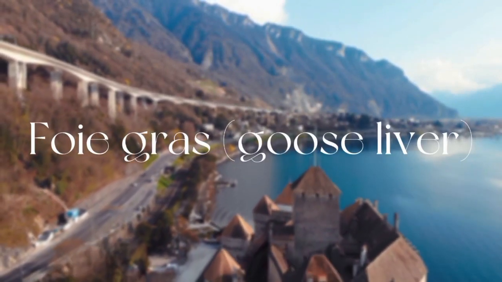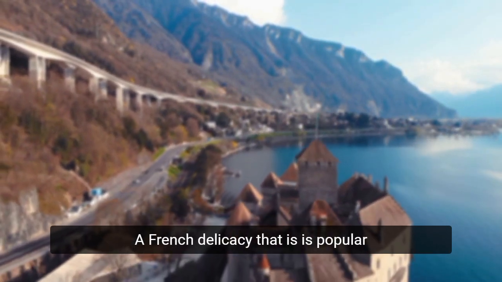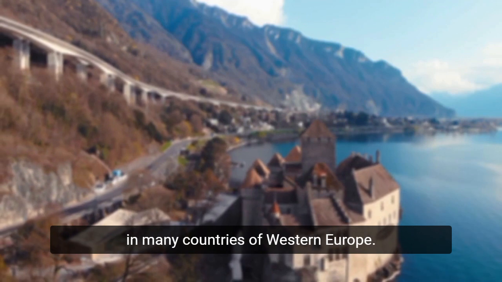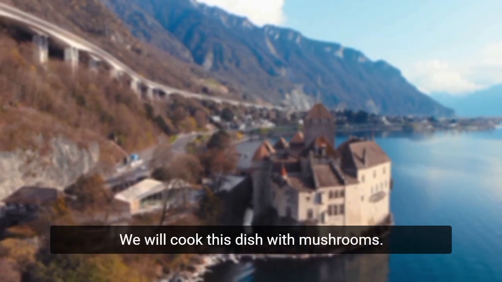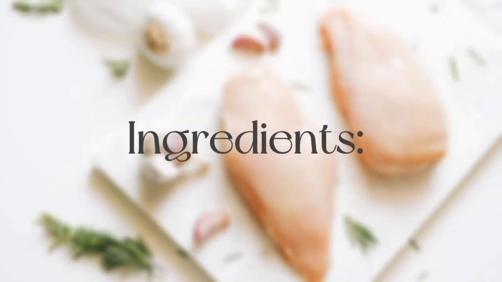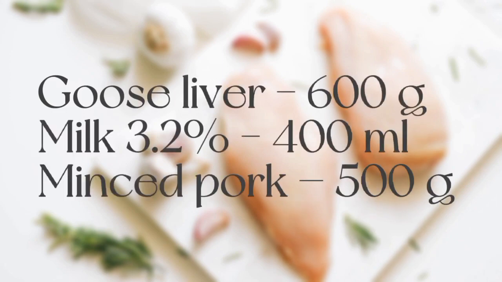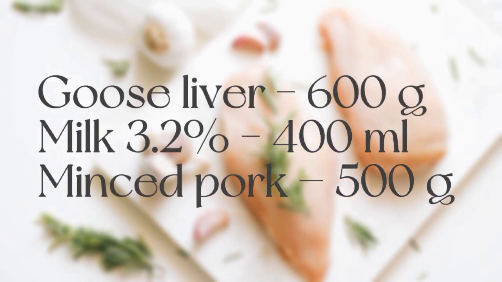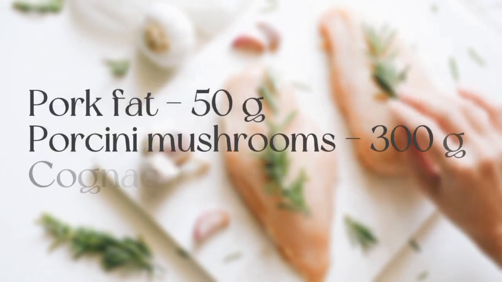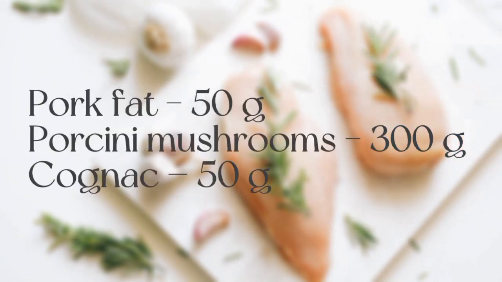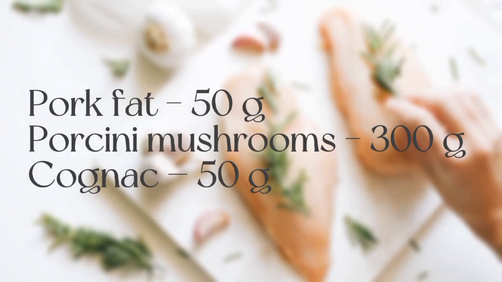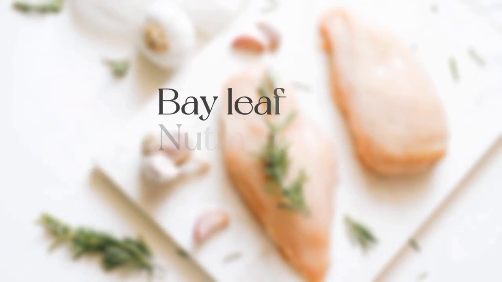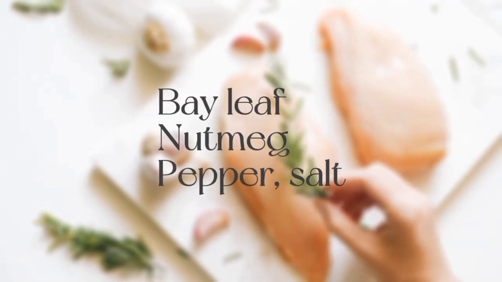Foie gras, goose liver. A French delicacy that is popular in many countries of Western Europe. We will cook this dish with mushrooms. Ingredients: goose liver 600 grams, milk 3.2% 400 milliliters, minced pork 500 grams, pork fat 50 grams, porcini mushrooms 300 grams, cognac 50 grams, bay leaf, nutmeg, pepper, salt.